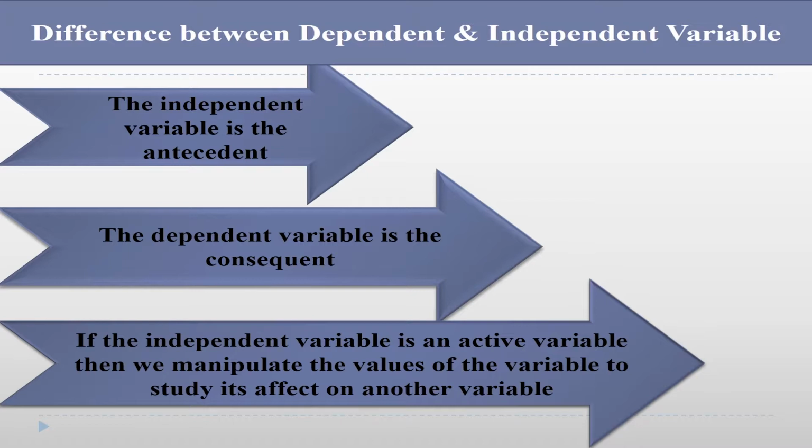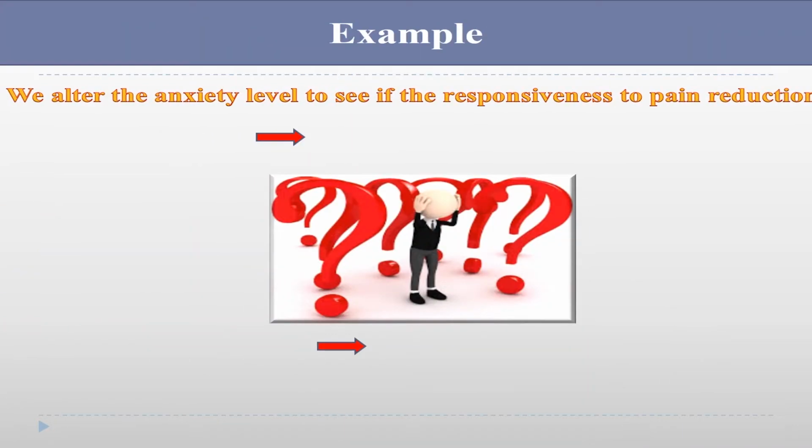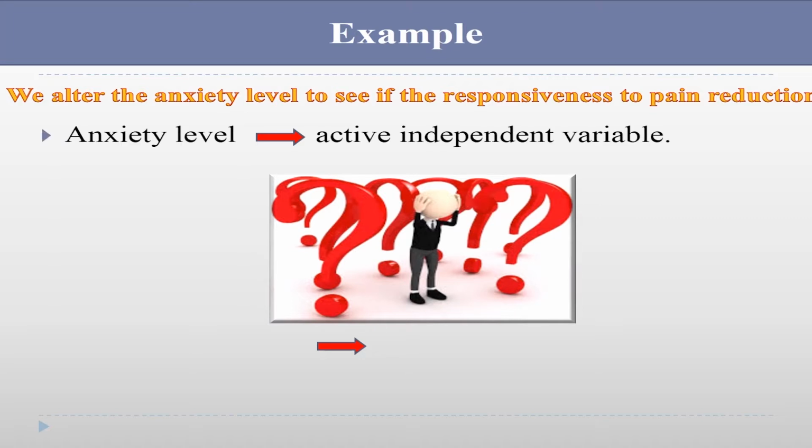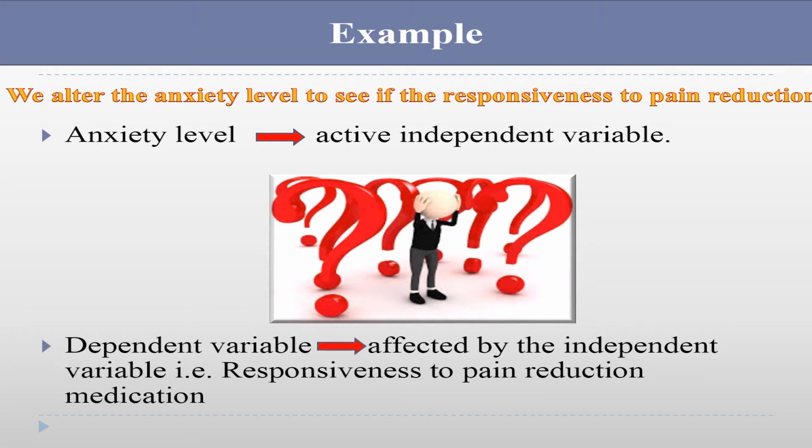variable. For example, we alter anxiety levels to see if responsiveness to pain reduction medication is enhanced. The anxiety level is the active independent variable. The dependent variable is the variable that is affected by the independent variable. Responsiveness to pain reduction medication is the dependent variable. The dependent variable is also dependent on the independent variables.